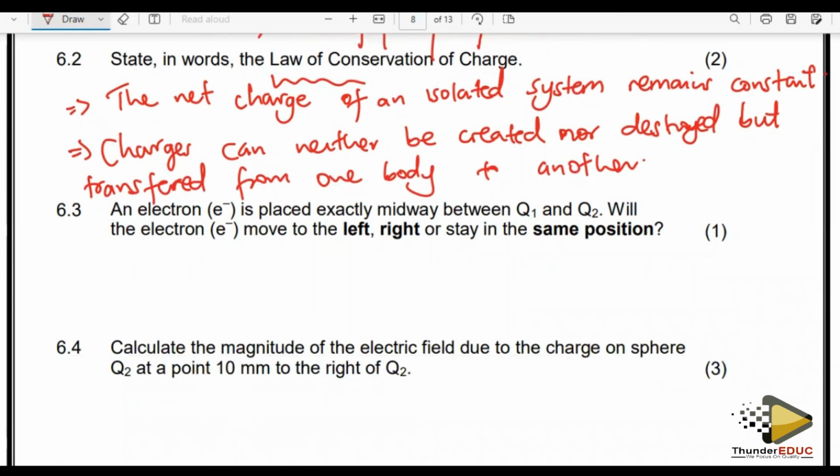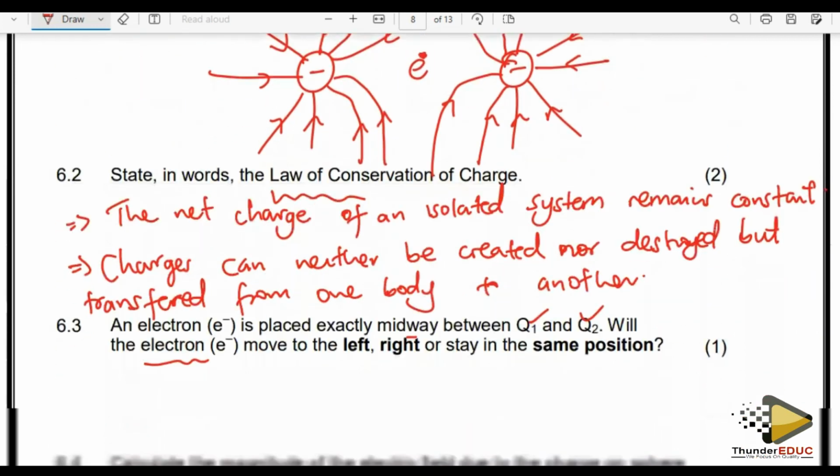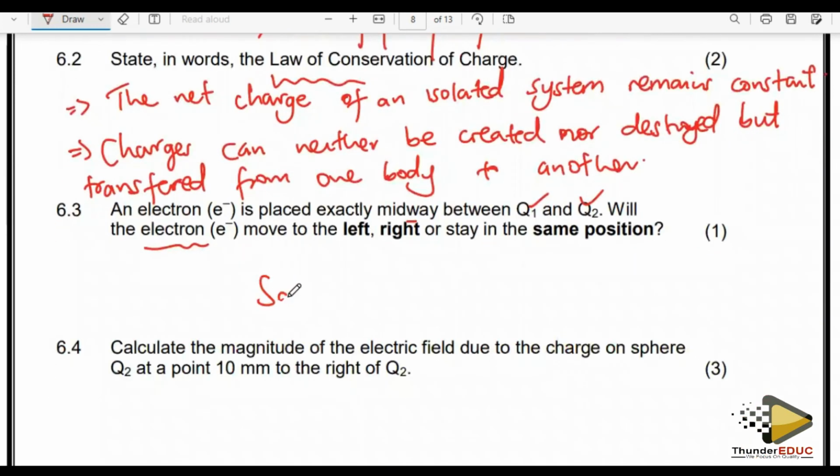They are telling us that an electron is placed between Q1 and Q2. Will the electron move to the left, to the right, or stay in the same position? Now they're telling us that the electron is at the midpoint. And remember we said when there's a repulsion, this region of space will experience what here. Nothing is going to happen to this electron. The forces will be equal but opposite. So we're going to say it stays in the same position.